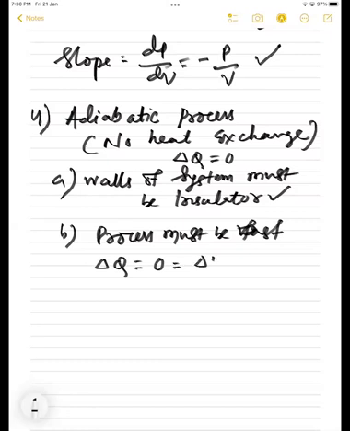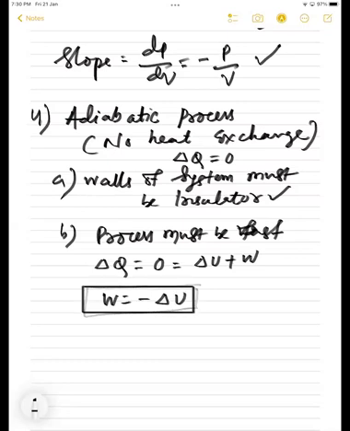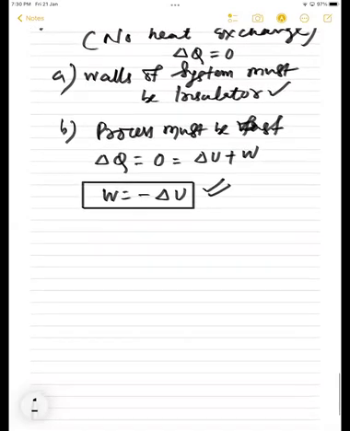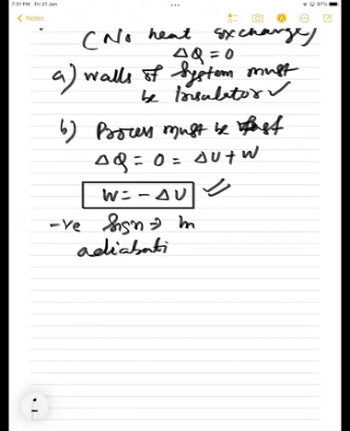So that's why delta U plus W will be there. So work done is equal to how much, students? Minus delta U, na? Yes or no? So what does this negative sign indicate? Negative sign indicates, students, adiabatic expansion leads to cooling. Temperature is decreasing, right? Adiabatic expansion leads to cooling.